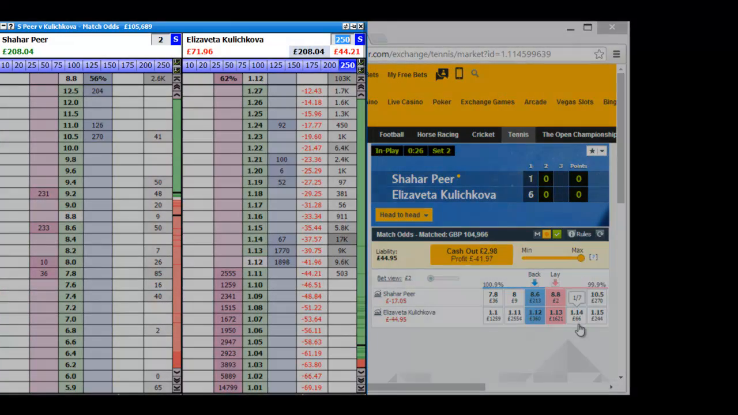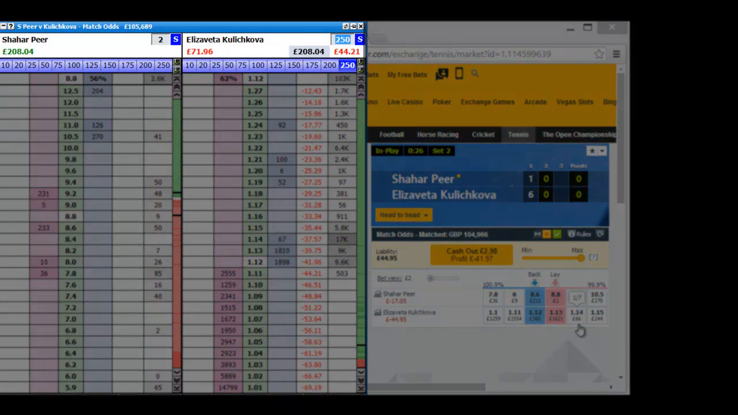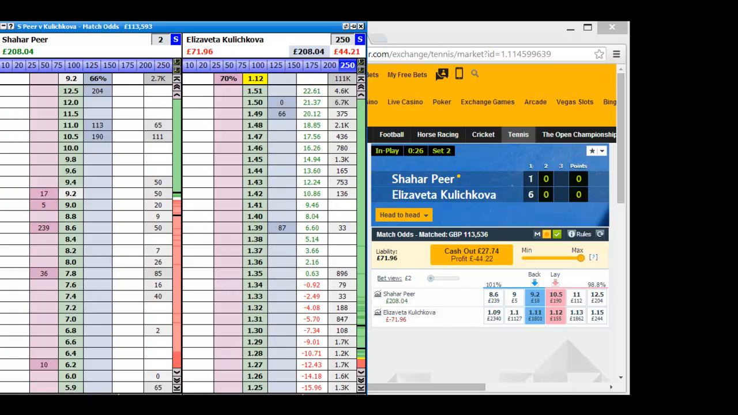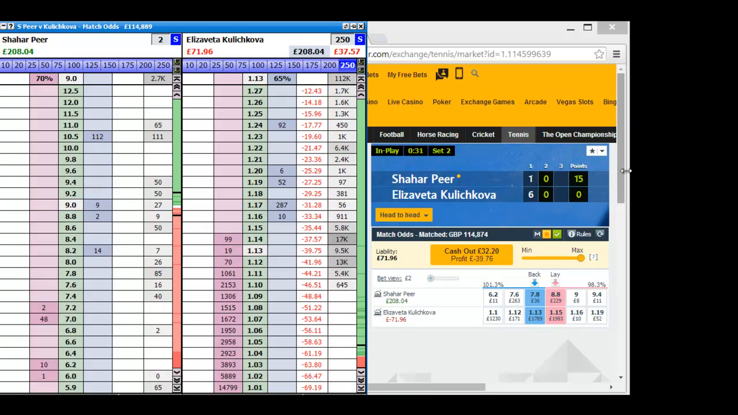We should be getting matched on this quite soon. There we go. So our liability, as you can see, has increased back up to £71.96, and we've got £208 green on Peer. So really we want Peer to put her best Nike trainers on and get cracking in the second set. There you can see around 1.48, 1.47. We're looking at a possible £18-20 hedge green. So that's the kind of odds we're looking at, provided Peer, as I said, can actually get back into the game.